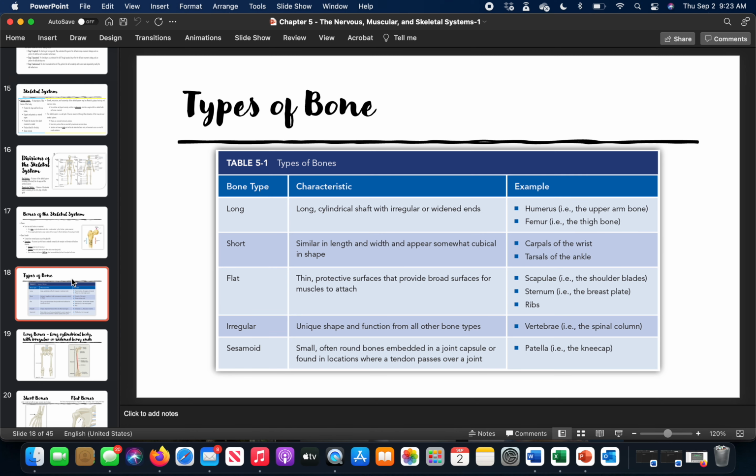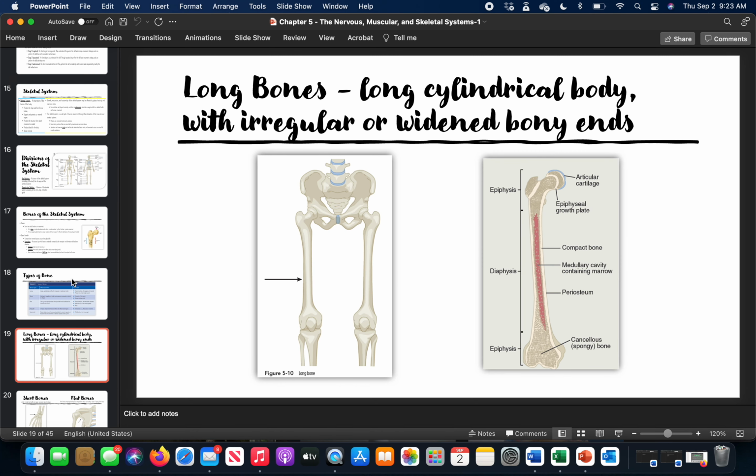Long bones are usually your more traditional bone that you would think of: your femur, your humerus, your radius, your ulna, tib, fib. Those are all long bones.